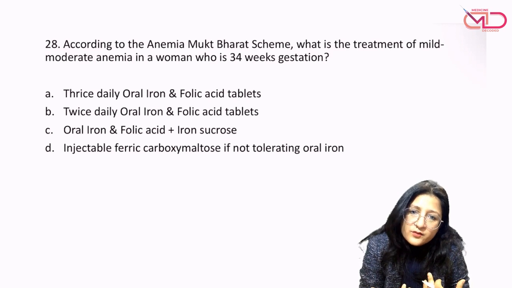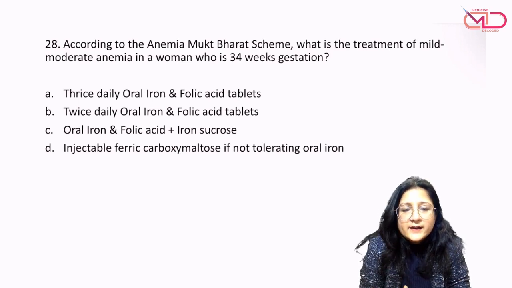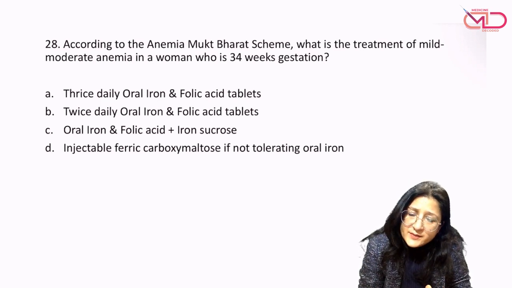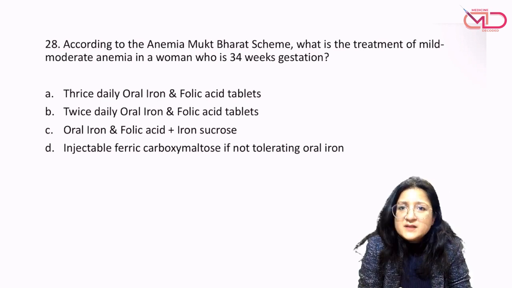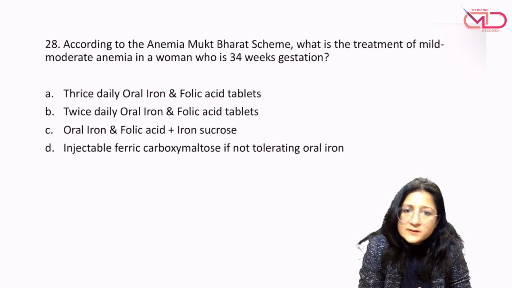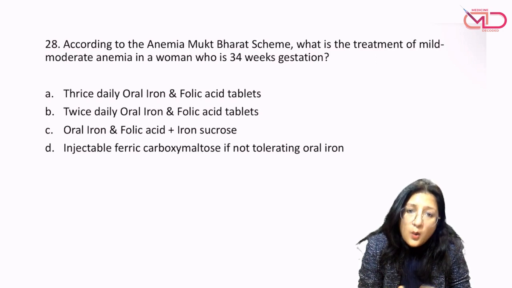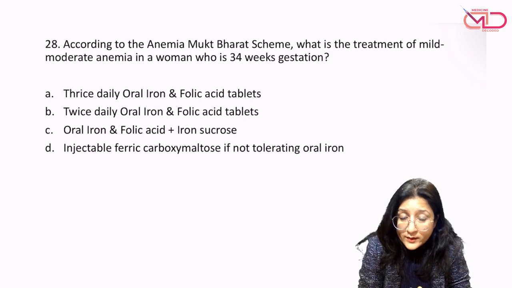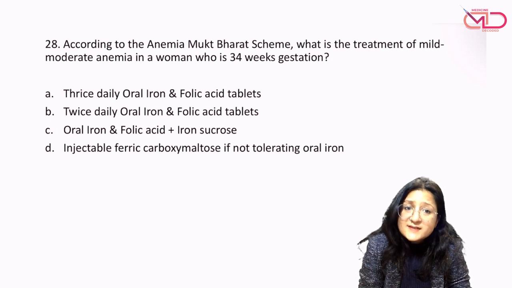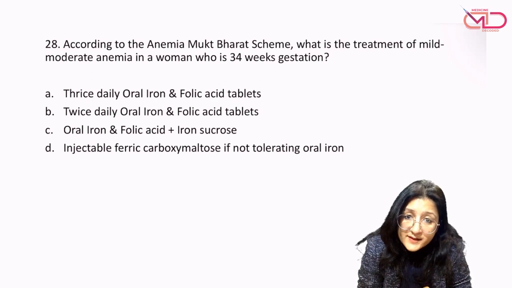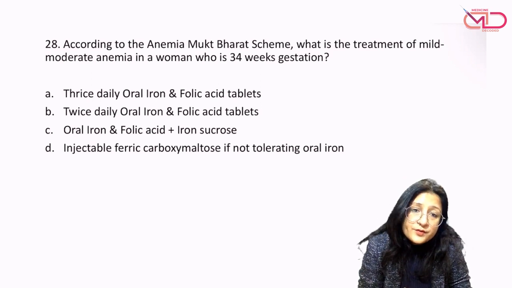But you know, when you go through my anemia lectures, you'd realize that yes, mild to moderate anemia early on in pregnancy, that means less than 34 weeks of gestation, you can always start the treatment with oral iron and folic acid tablets, right? And beyond 34 weeks of gestation, however, since she is near to term, we want to ensure compliance, right? We want to ensure that we give her the required dosage of oral iron.